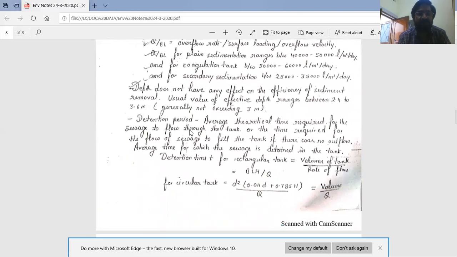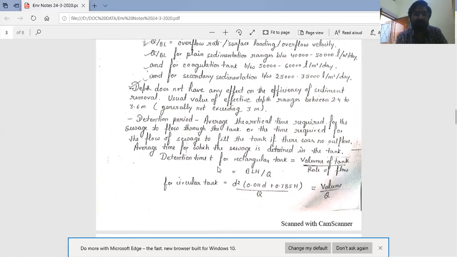Detention period. What is the detention period? Detention period is the average theoretical time required for the sewage to flow through the tank, or the time required for the flow of sewage to fill the tank if there was no outflow. It is the average time for which the sewage is detained in the tank. This is the detention time.